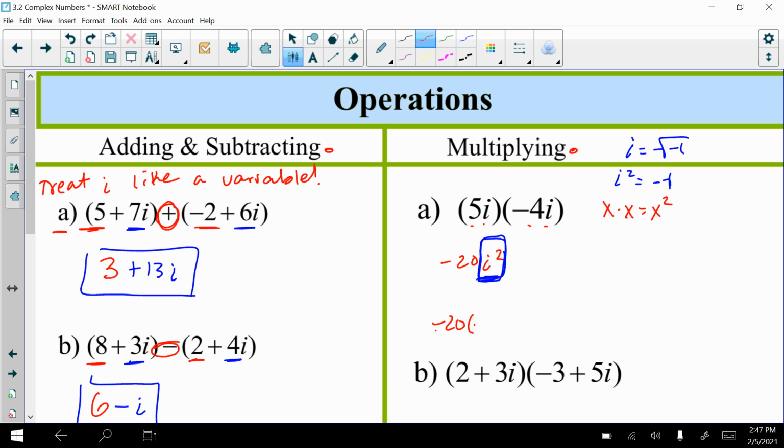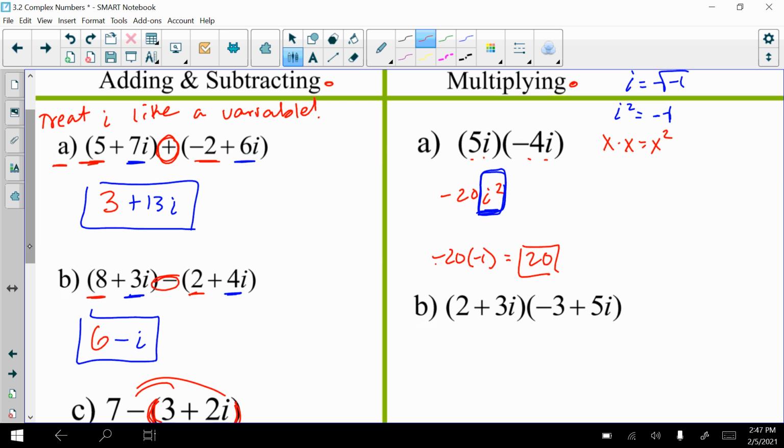So it's going to look like this. Negative 20 times negative 1. i squared just becomes negative 1. And that is, of course, 20. And then we're done. So anytime you see an i squared, remember that's got to turn into a negative 1.